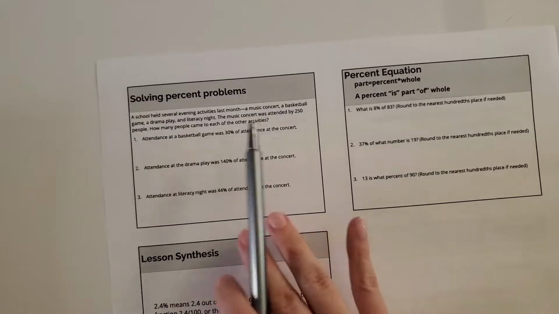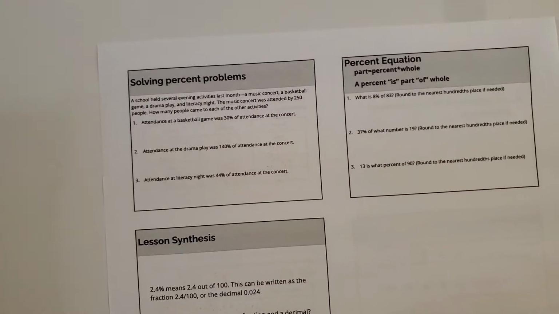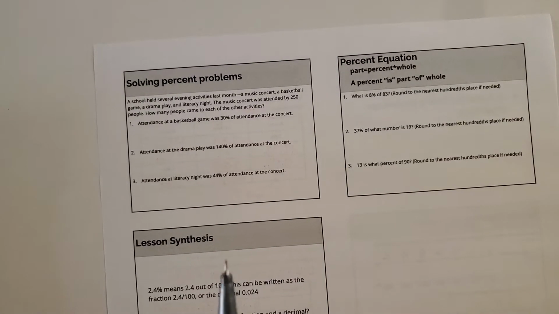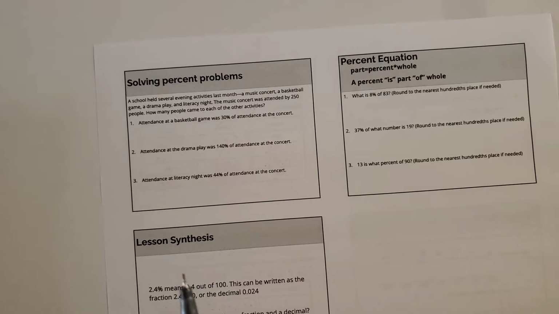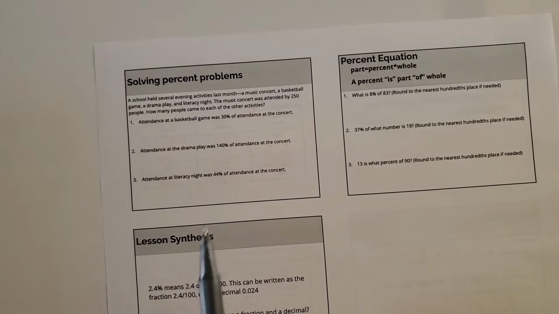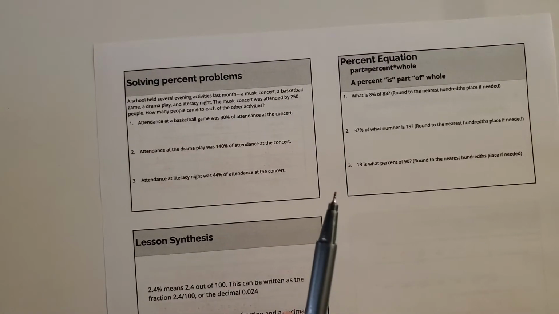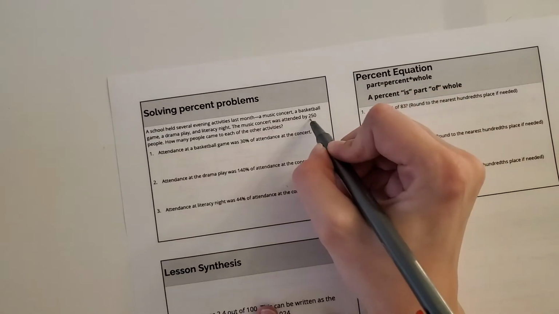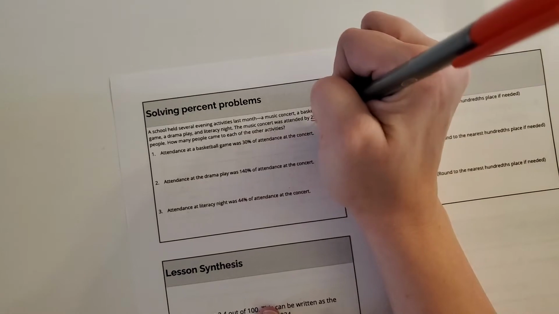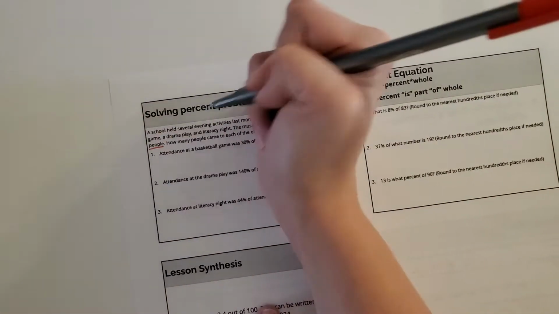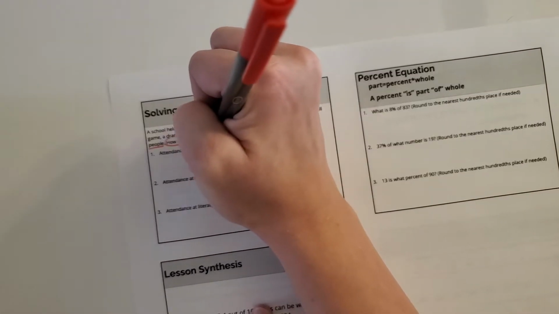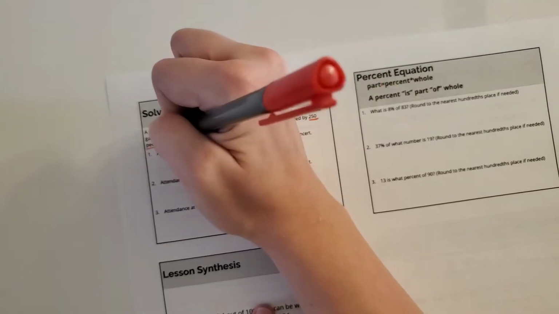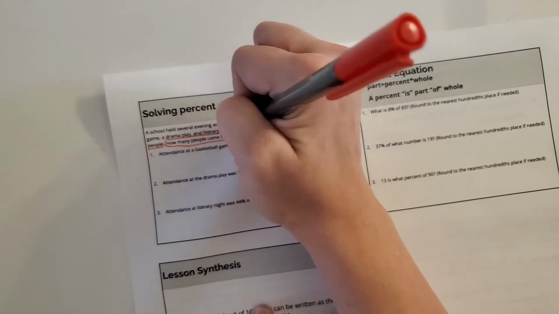Now we have our school held several evening activities. We're going to say last year. A music concert, a basketball game, a drama play, and a literacy night. The music concert was attended by 250 people. How many people came to each of the other activities? So that is the question we're trying to answer.